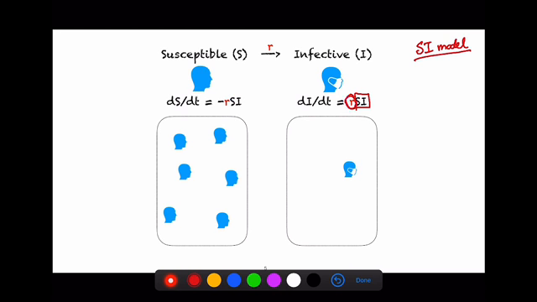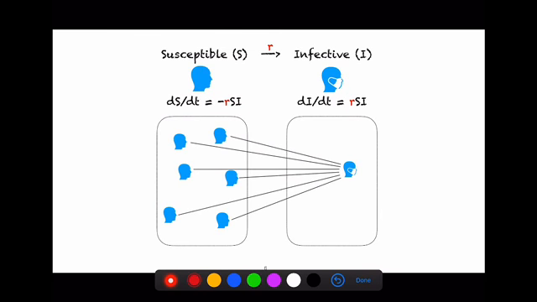But then, by the same amount, the susceptible population will decrease. So we just add a minus sign if you think about the rate of change of the susceptible population. So this is really the same thing. But although this model is quite simple, there is one important feature that we have to think about.